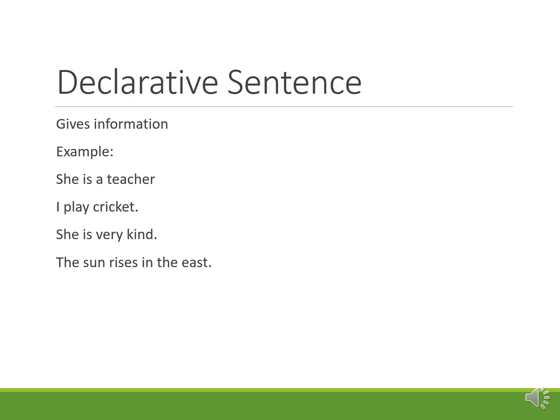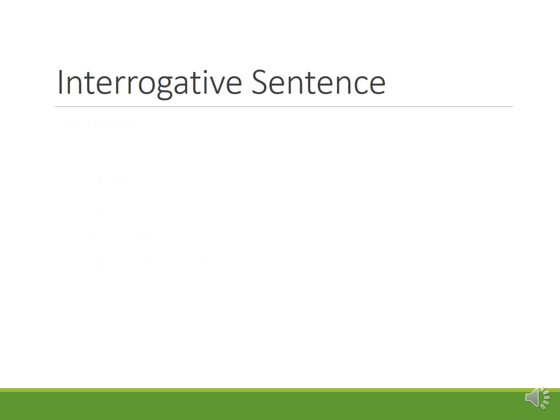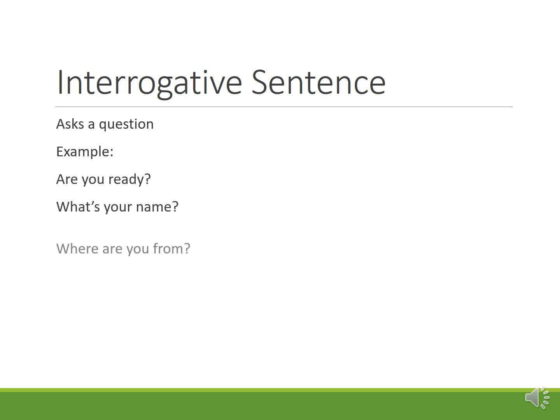The next one, interrogative sentence. An interrogative sentence asks a question. Are you ready? What's your name? Where are you from? All these sentences are interrogative. This sentence ends with a question mark. We use it when we want to ask something.